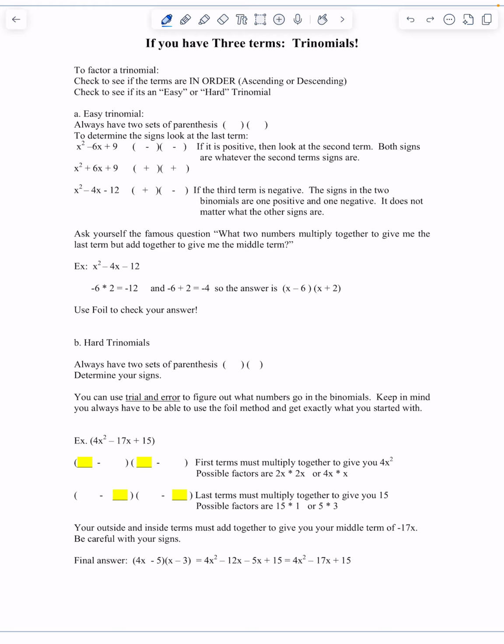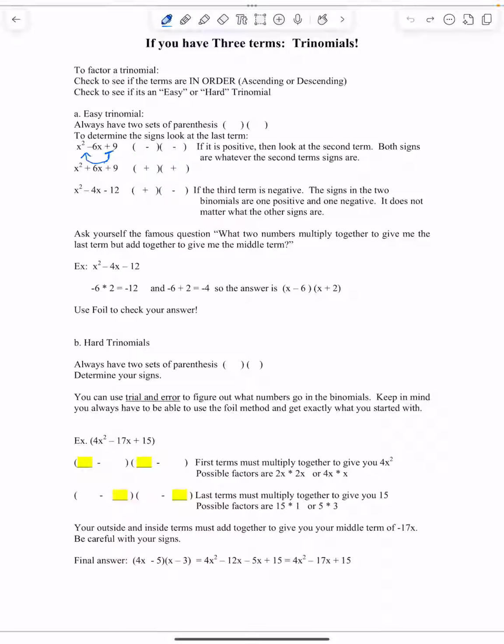And to determine the signs, you look at the last term. If the last term is positive, you look to the left. In my first example, when I look to the left, that 6x is negative, so both of them are going to be negative. The reason for that is when we're multiplying it back out, you're going to get a negative multiplied by a negative. That's going to give you the positive 9. And our middle terms, we're going to add those, so negative plus negative is negative.